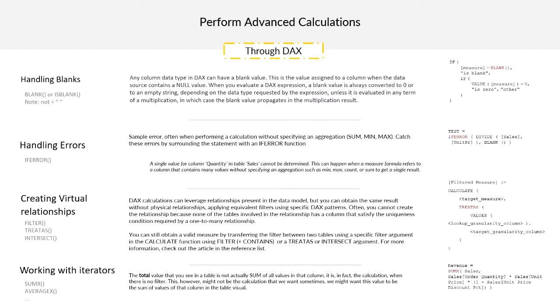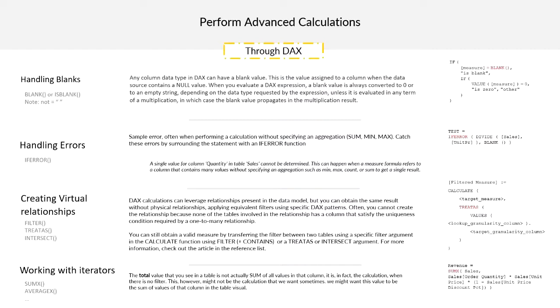Now any column data type in DAX can have a blank value. This is the value assigned to a column when the data source contains a null value. Like, for example, in the example, we want to check whether a measure is blank, and then we want to assign the property is blank, so a text property, to that value.